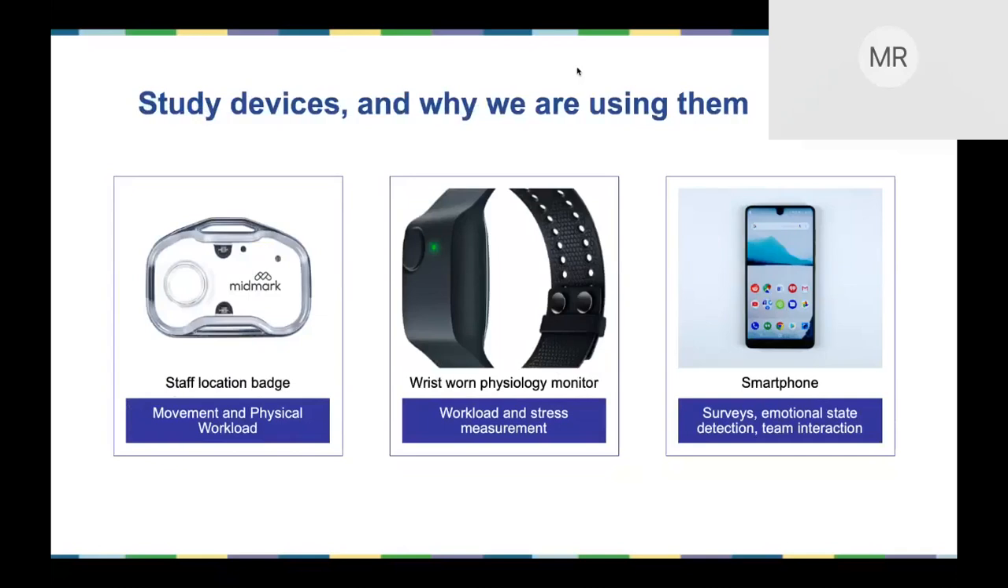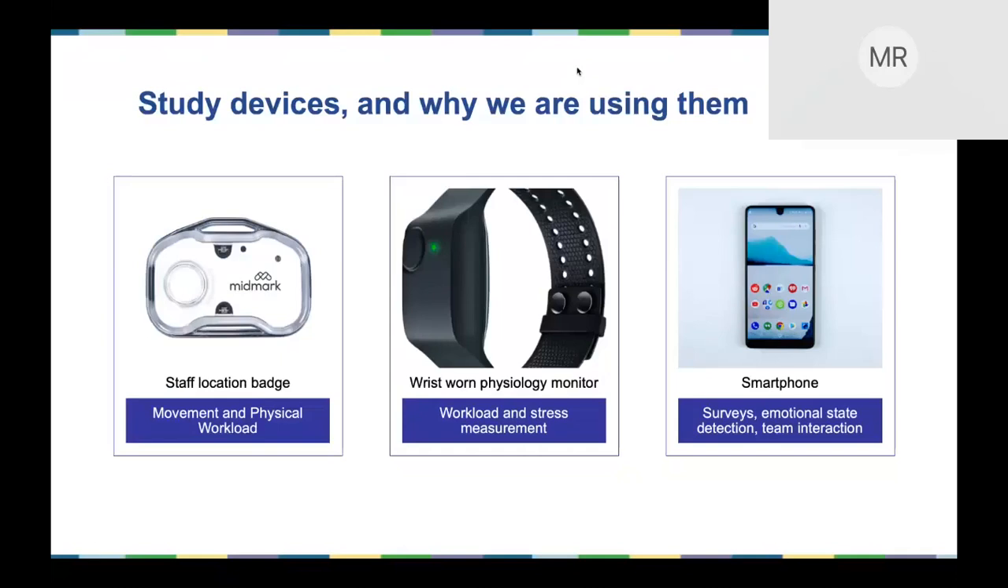So we're using our inbuilt location tracking system to look at patterns of collocation and physical workload. We're looking at a wrist-worn physiology monitor that captures cardiac and electrodermal activity. These are a commercial device. They're not cheap, but the data is pretty good as far as these things go. It's as good as you can realistically get with a wrist-worn device. But they're doable for smaller studies like this.